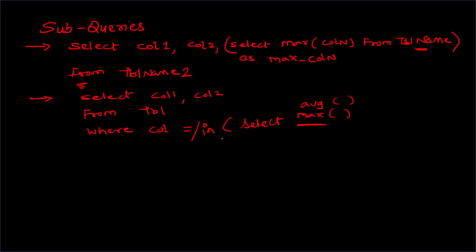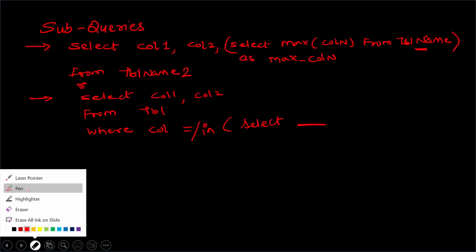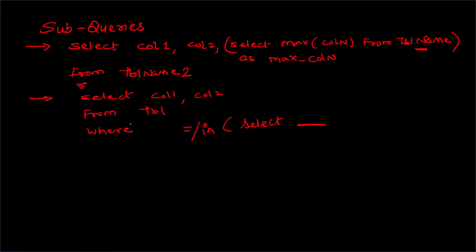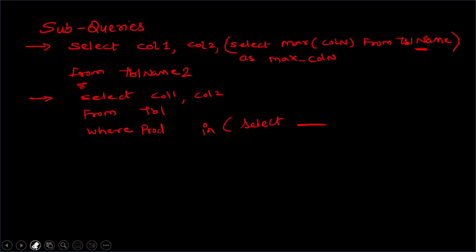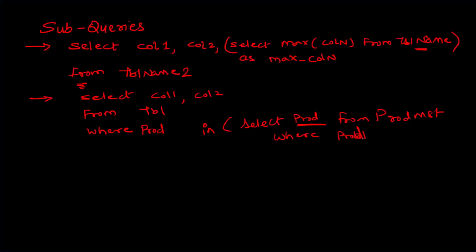Instead of using a summarization function, if you use a column, say the query is where, and assume there is some product, then you would have to say where product in, select product from, say, product master, where product type is equal to saving.